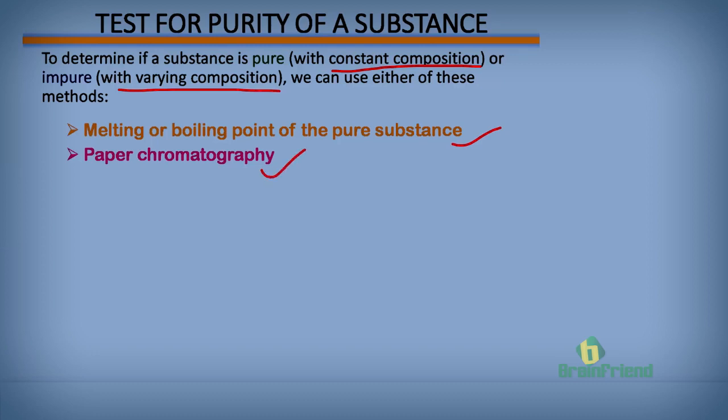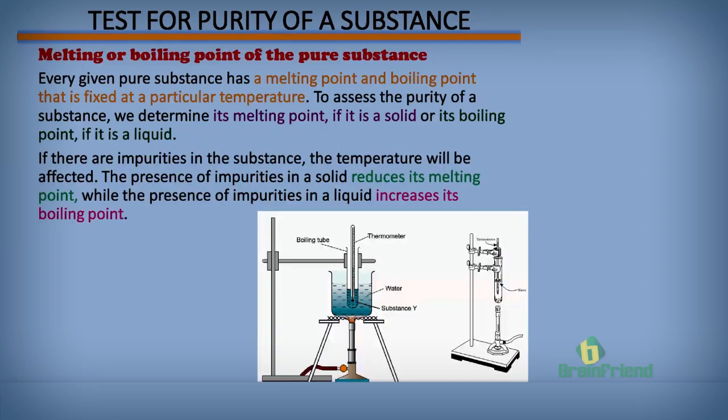So let's see how we can use melting or boiling point and paper chromatography to determine the purity of a substance. Melting or boiling point of the pure substance. Now, every given pure substance has a melting point and a boiling point that is fixed at a particular temperature. For example, water has a boiling point of 100 degrees Celsius. Okay? Now, the boiling point of pure water is fixed at this temperature.